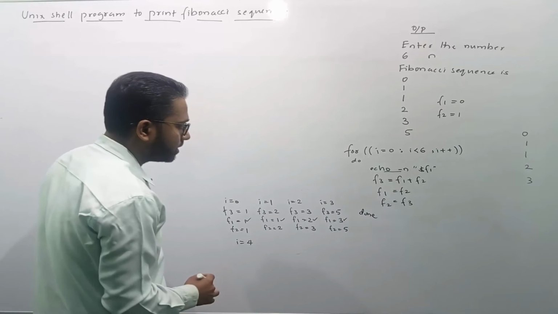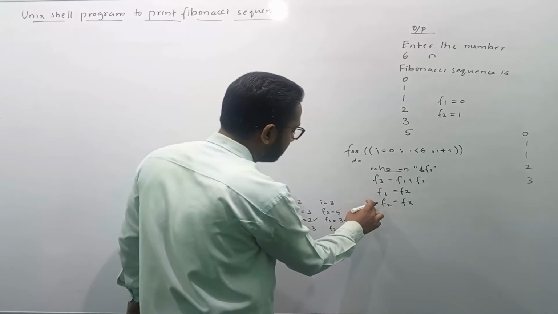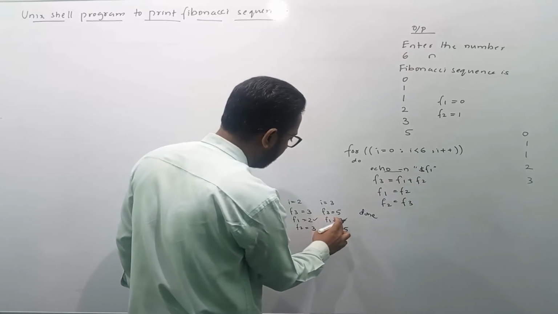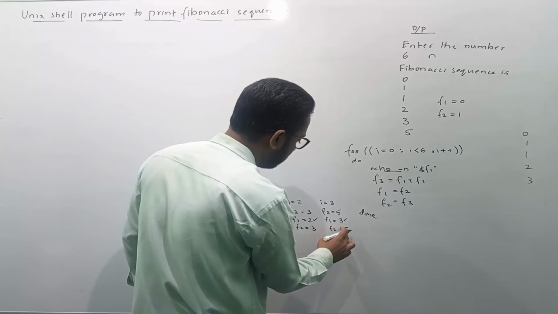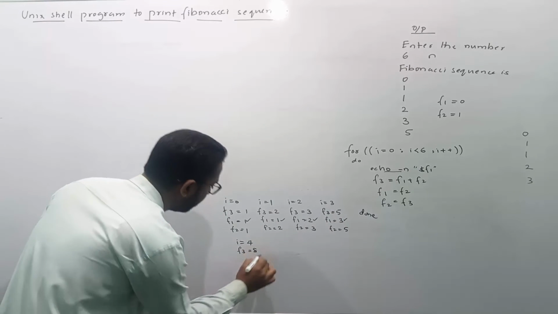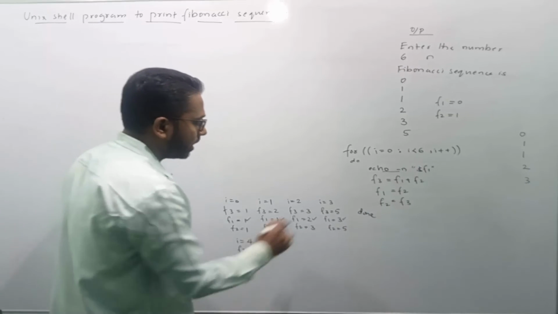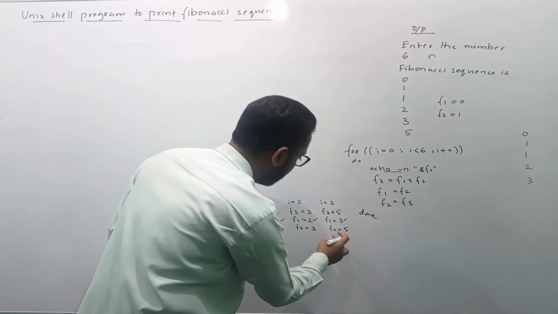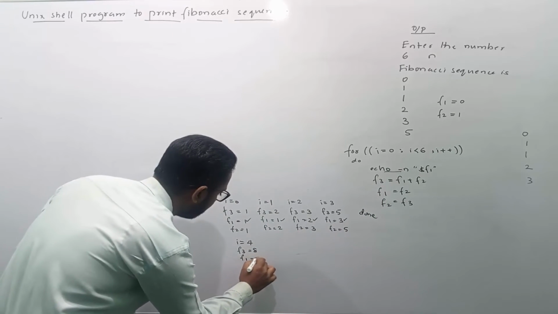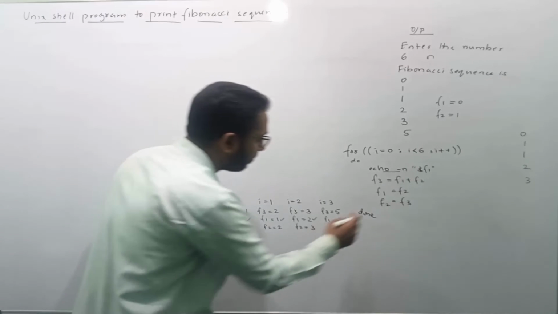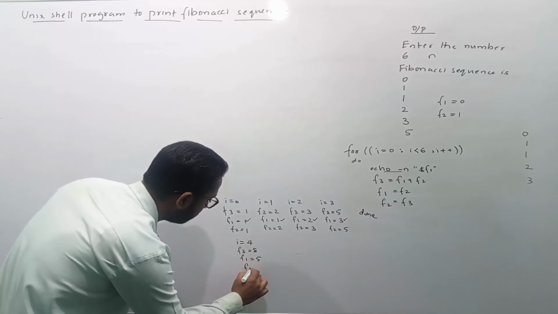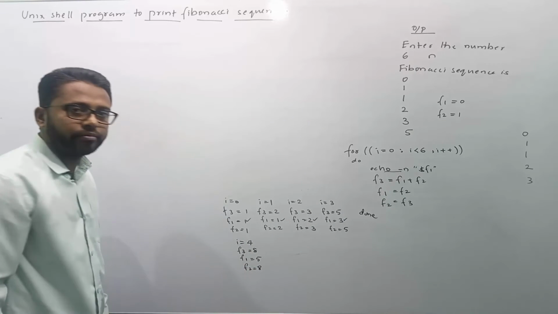Okay. Next, these three instructions get executed. F3 equals F1 plus F2. F1 is 3, F2 is 5. So 5 plus 3, 8. F3 is equal to 8. Next, the F2 value gets passed to F1. F2 is 5, that gets passed to F1. Next, F3 gets passed to F2. F3 is 8, so F2 becomes 8.